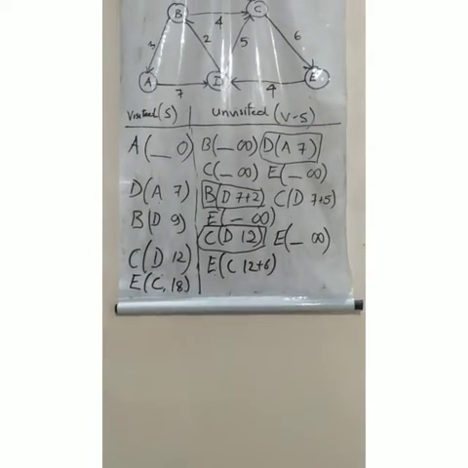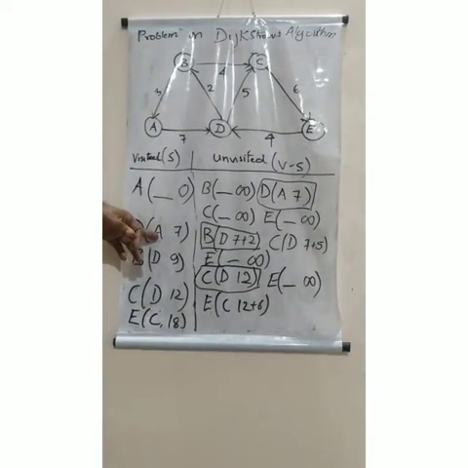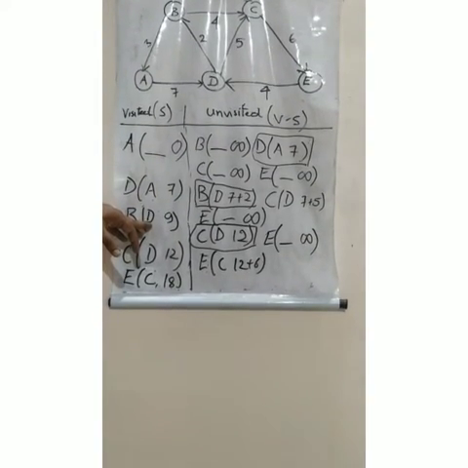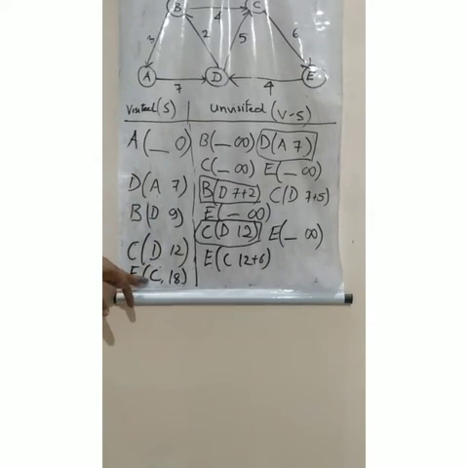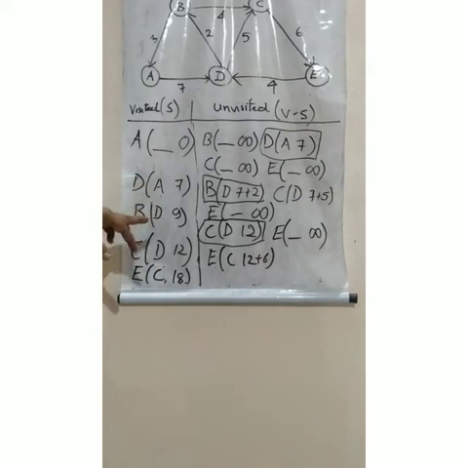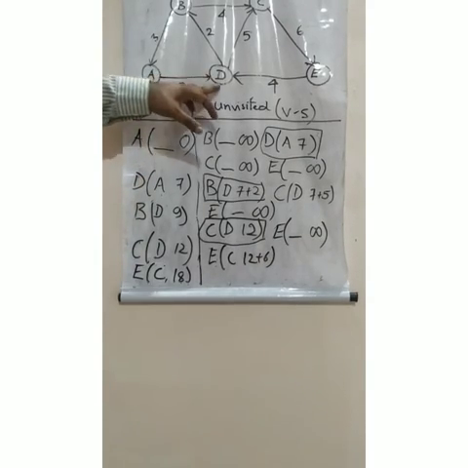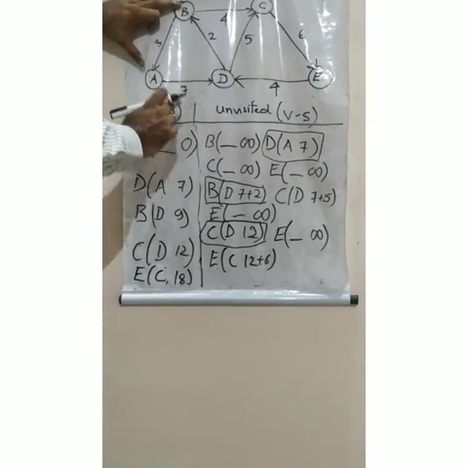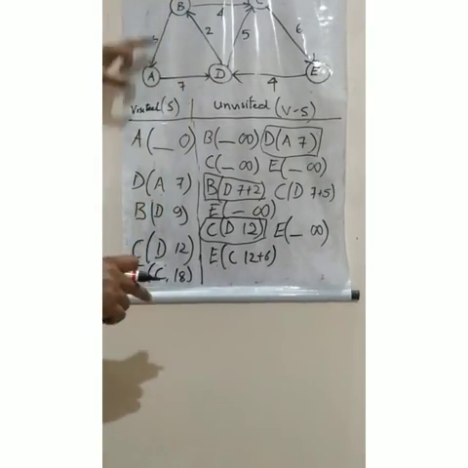Now we have the path for all the vertices. From A to D the source is A and the distance is 7. From A to B the source is D, and the distance is 9. For E the source is C, for C the source is D, for D the source is A. So the path is A D C E. For B the source is D, and for D the source is A. So the path is A D B and the distance is 9.